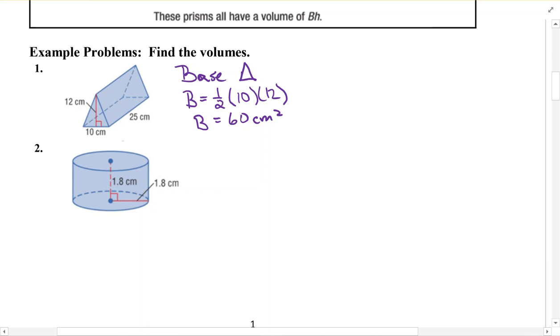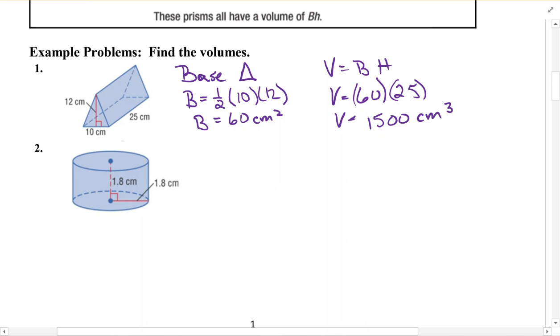Now to calculate the volume is base times the height of the cylinder, of the prism. So volume equals 60 times 25, which is the height. So volume is 1,500 centimeters cubed.